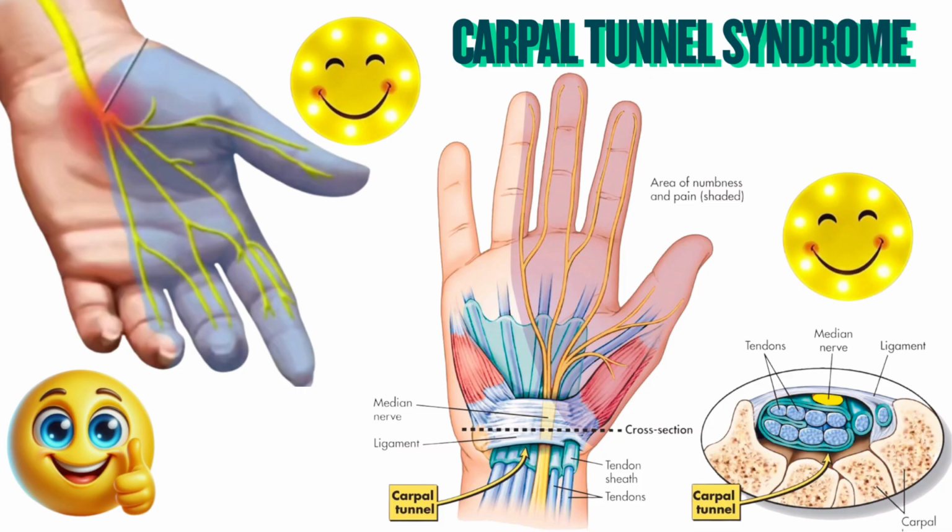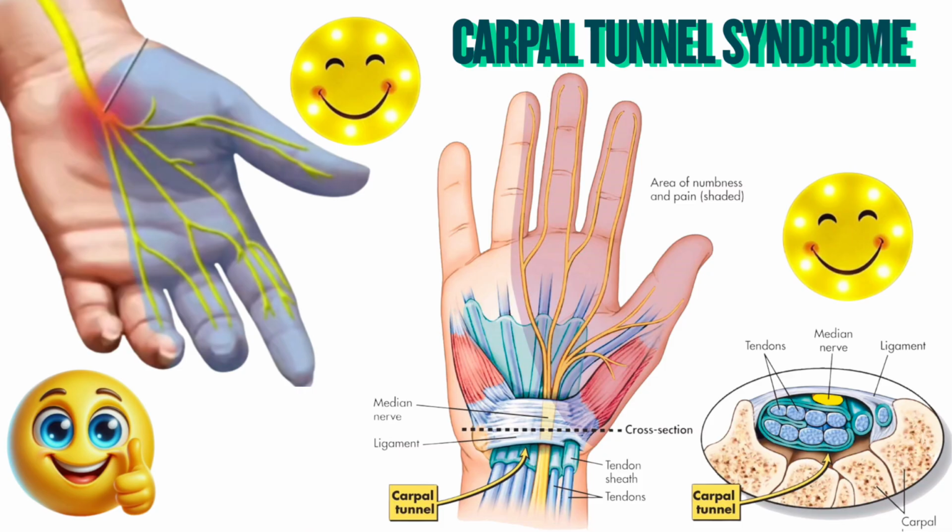There are a few red flags that require urgent referral: rapidly worsening weakness, visible thenar muscle wasting, or sensory loss extending beyond the hand. Such cases indicate advanced nerve damage or an alternative pathology that needs specialist evaluation.